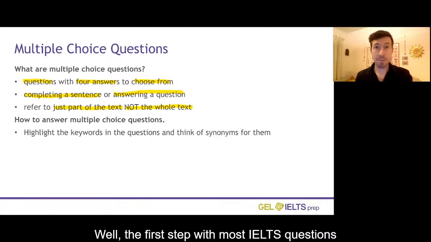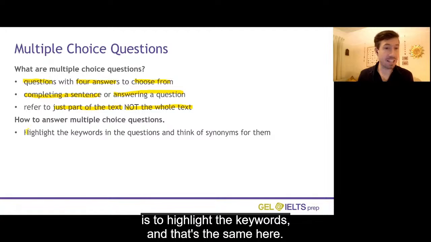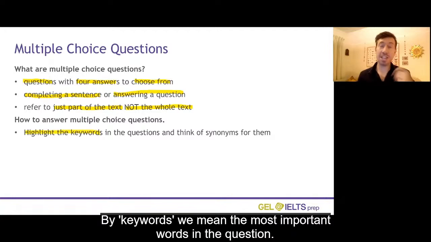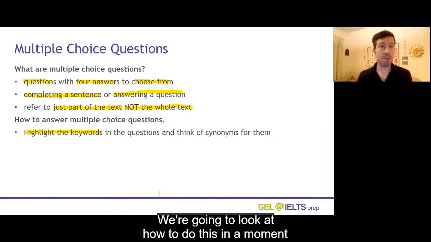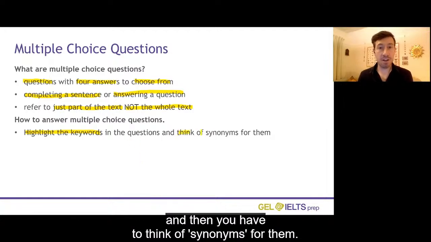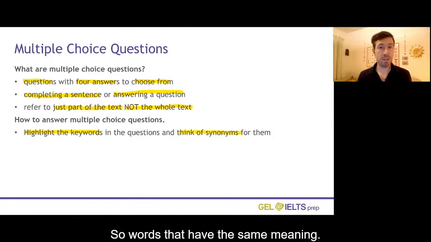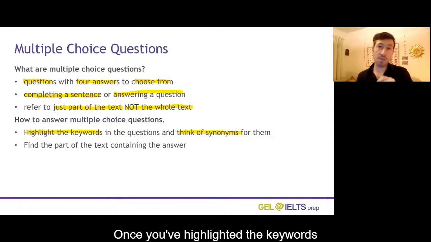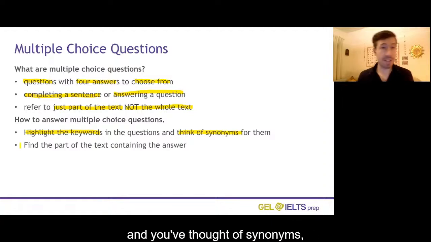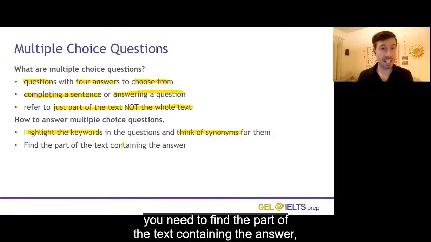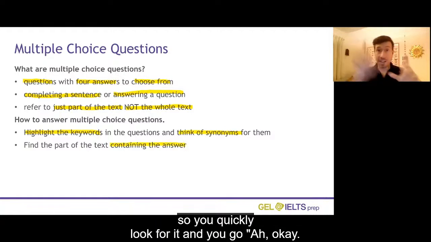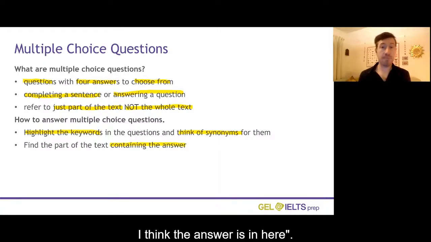Well, the first step with most IELTS questions is to highlight the keywords. And that's the same here. By keywords, we mean the most important words in the question. And we're going to look at how to do this in a moment. And then you have to think of synonyms for them. So words that have the same meaning. Once you've highlighted the keywords and you've thought of synonyms, you need to find the part of the text containing the answer. So you quickly look for it and you go, okay, I think the answer is in here.